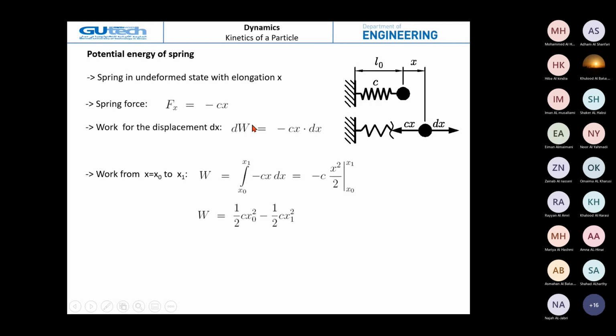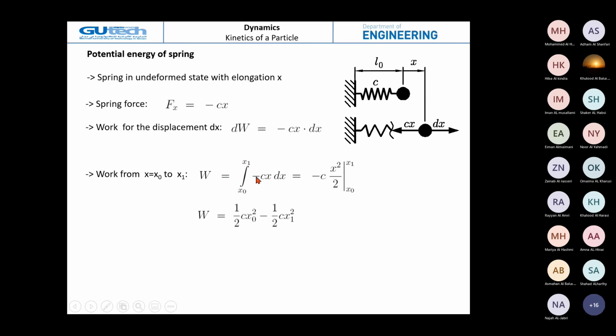Now, the work of the displacement dx, dW, is only the force multiplied by the change in the elongation dx, as here the force on the mass is the spring force. Then we have minus cx multiplied by dx. The work from x equal to x0 to x1.